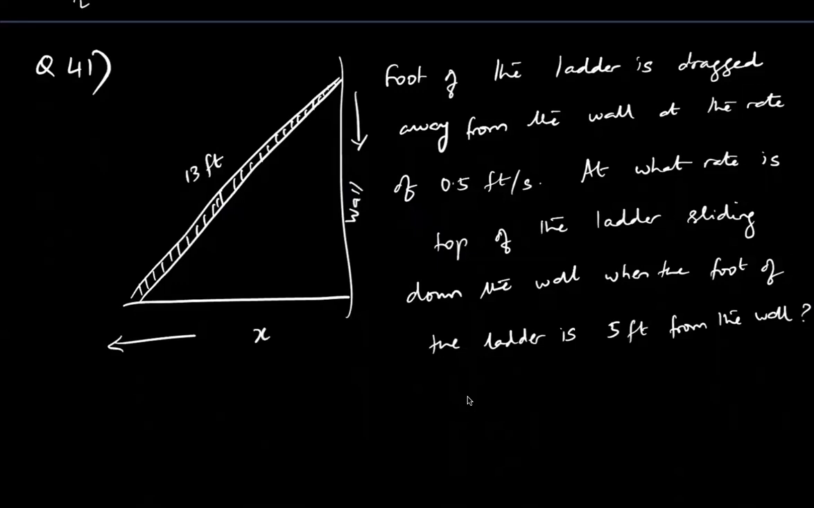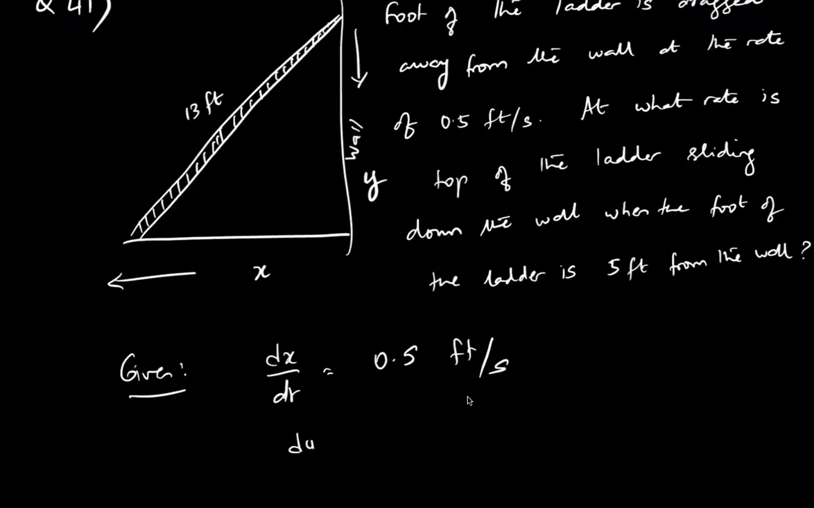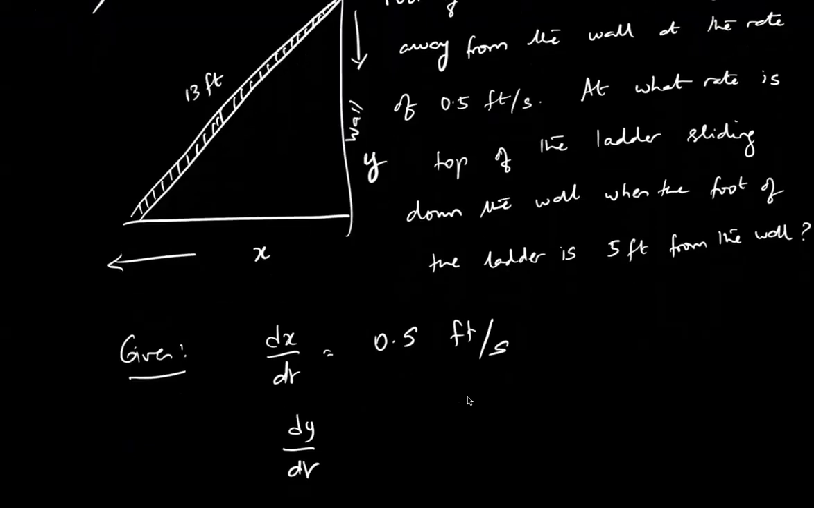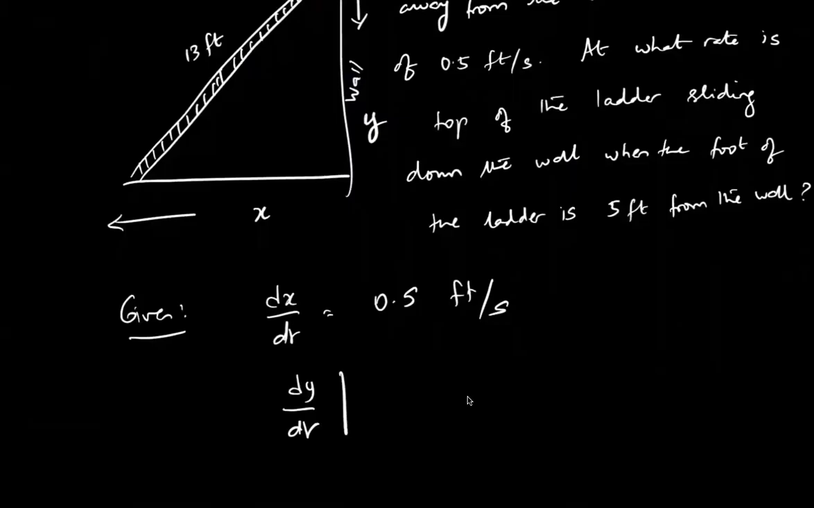So I'm going to call this distance x, this distance y. The ladder height does not change, so that 13 feet is a constant. What is given to me is that dx/dt is 0.5 feet per second. So you're dragging the ladder away from the wall, so x is increasing, so dx/dt is positive. The question is asking what is dy/dt, meaning at what rate is the top of the ladder sliding when the foot of the ladder is 5 feet from the wall. So at what instant when x is equal to 5.